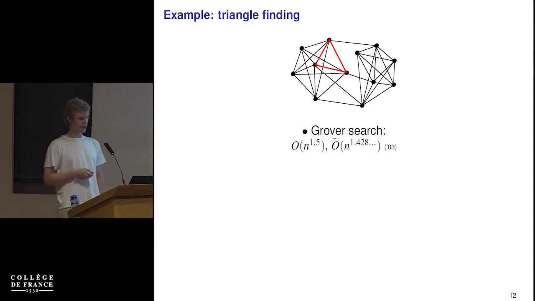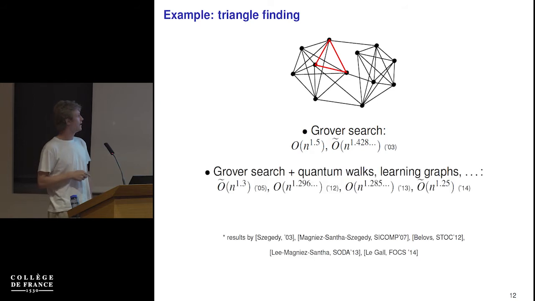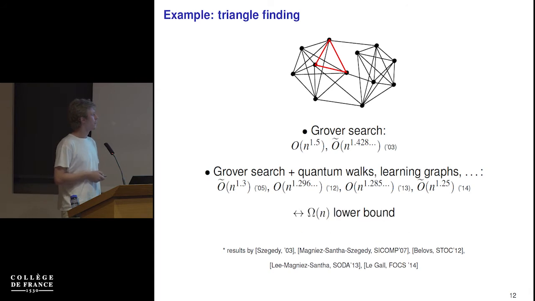Using Grover search, naively you can just solve this problem in O(n^1.5) by searching over the set of triples of vertices. By being a bit more clever, you can bring this down to n^1.428. And then by bringing in a whole range of new tools like quantum walks, learning graphs, and so on, you can further bring this down to n^1.3, n^1.296, n^1.285, and eventually n^1.25 in '14 by Le Gall. But this still leaves a big gap with the best lower bound that we have, which is Omega(n).